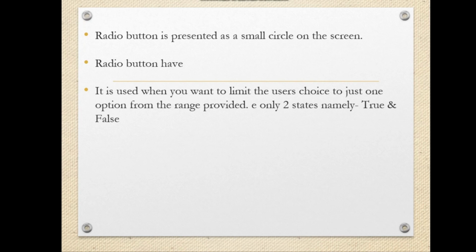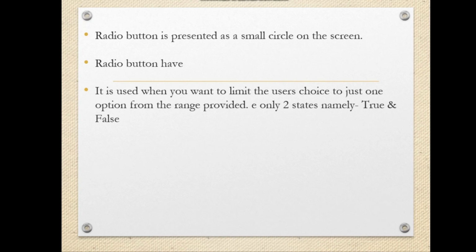Radio button is presented as a small circle on the screen. It is used when you want to limit the user choice to just one option from the range provided, that is only two states, namely true and false. So students, basically radio button is like a small circle on the screen.